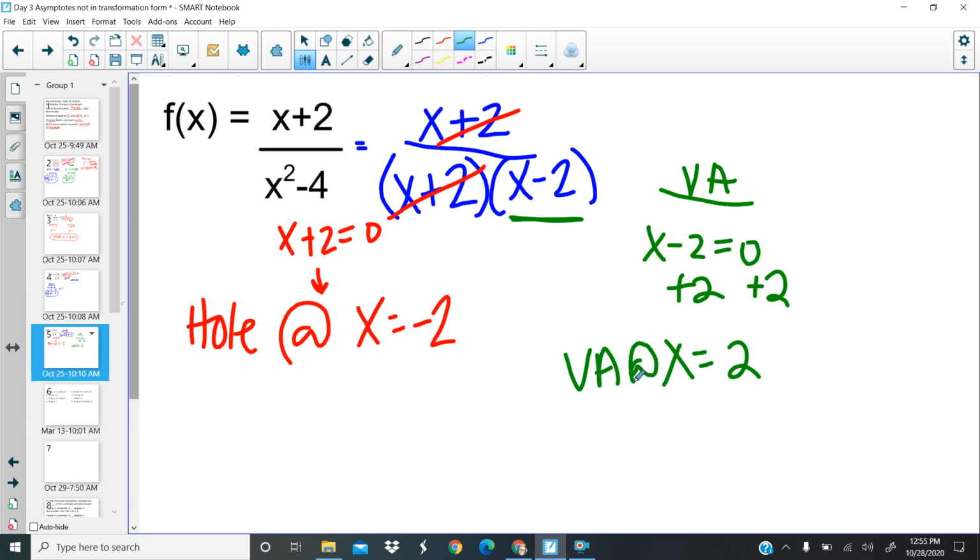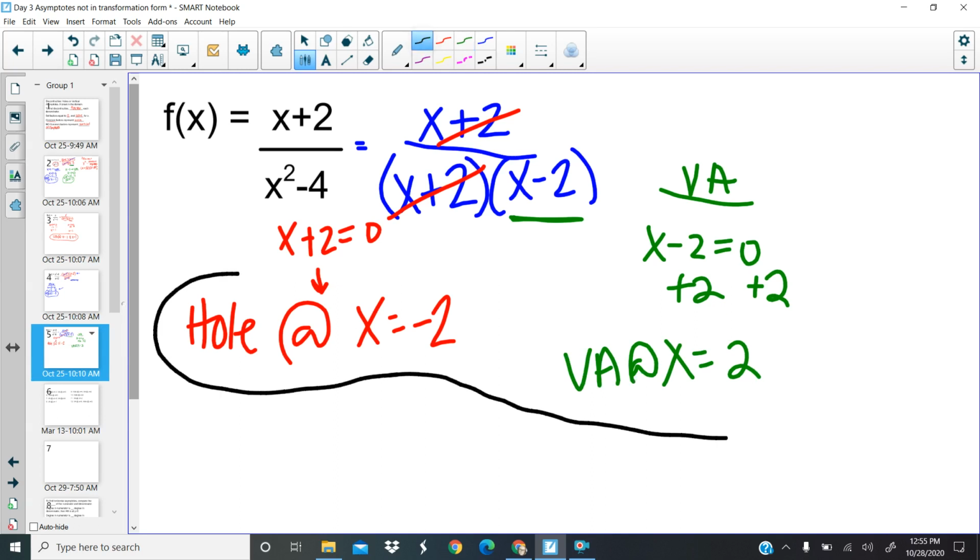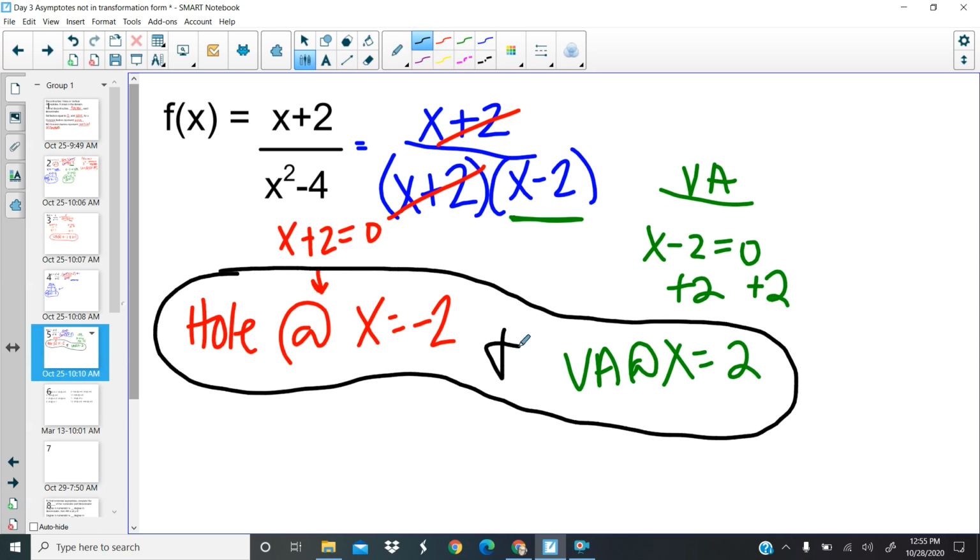So for this problem, your answer would be that there is a hole at x equals negative 2 and a vertical asymptote at x equals 2. And you would need both of those for your final answer.